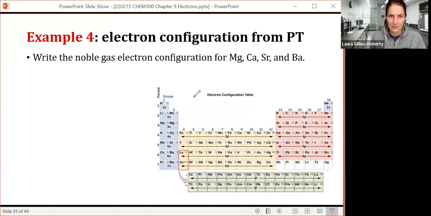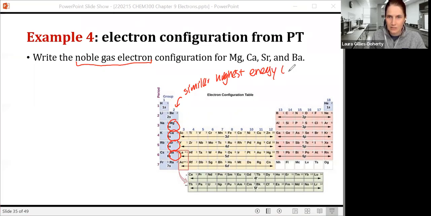So to show what that looks like, we're going to write the shorthand, the noble gas electron configuration for these 4 elements, and then compare what their highest energy electrons look like. And we'll see, because magnesium, calcium, strontium, and barium are all in the same column of the periodic table. They're all going to have similar highest energy, right? Which means highest N electrons. And those highest energy electrons, those are the valence electrons.